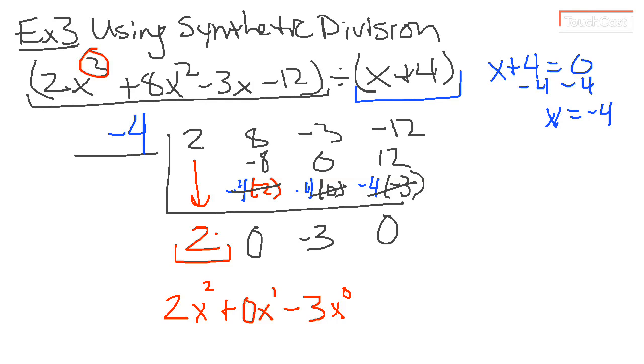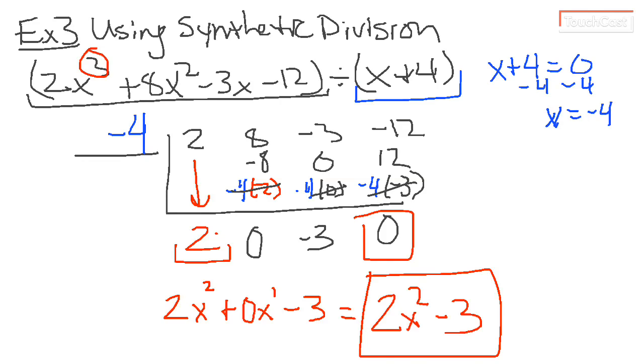Once we get to a 0 power, remember anything to the 0 is 1, so we don't even have to write that. And then this last number is any remainder we have. So I'm just going to clean up my answer because 0 times x to the first, that's just going to be 0 and it's going to go away. So our final answer is going to be 2x squared minus 3.